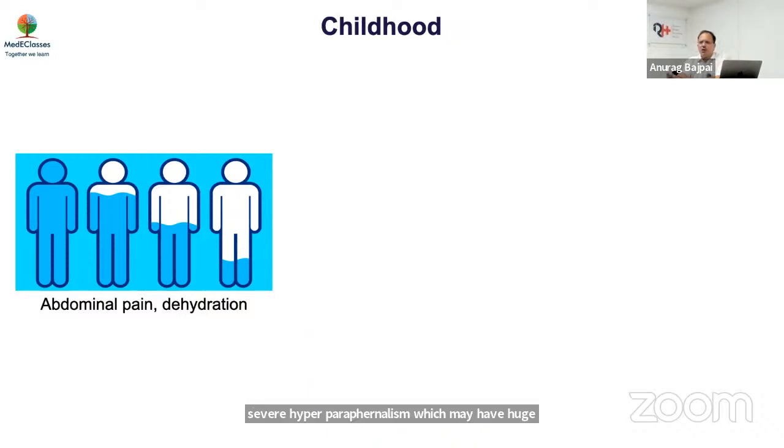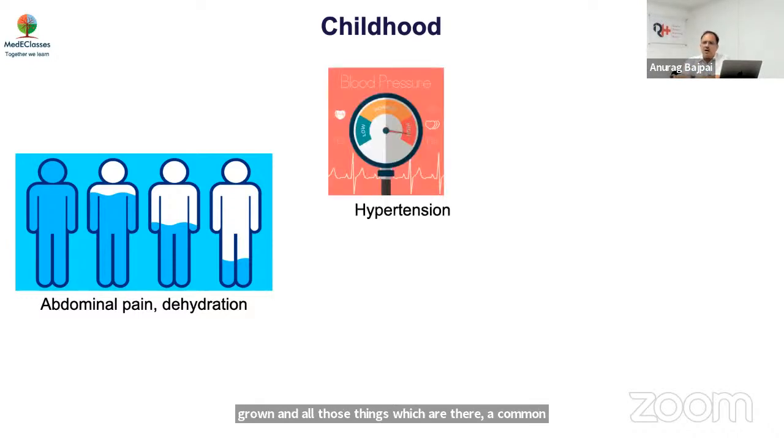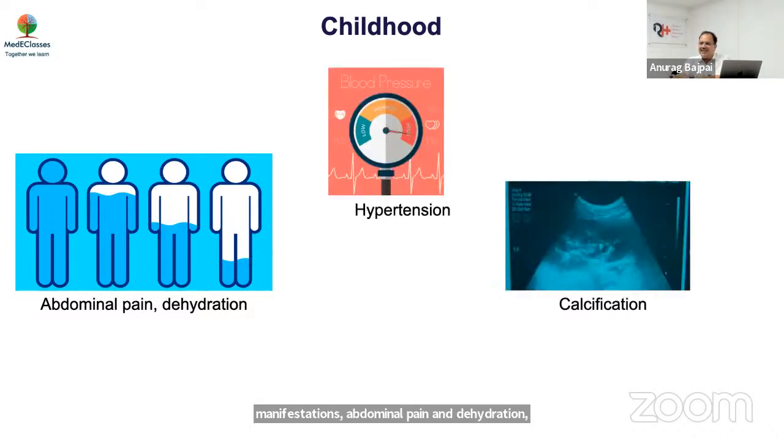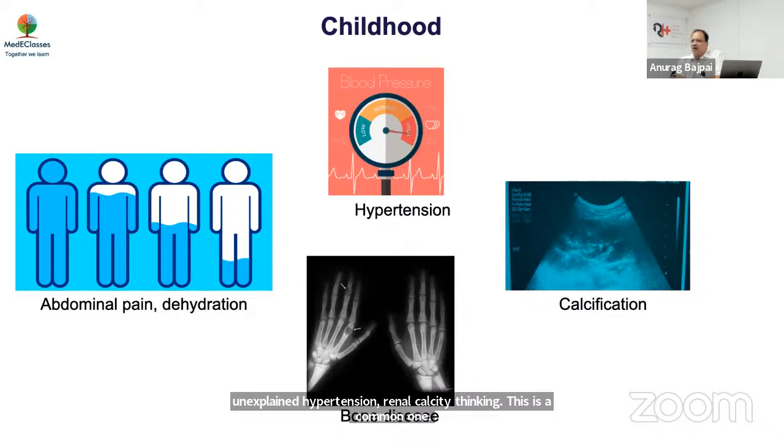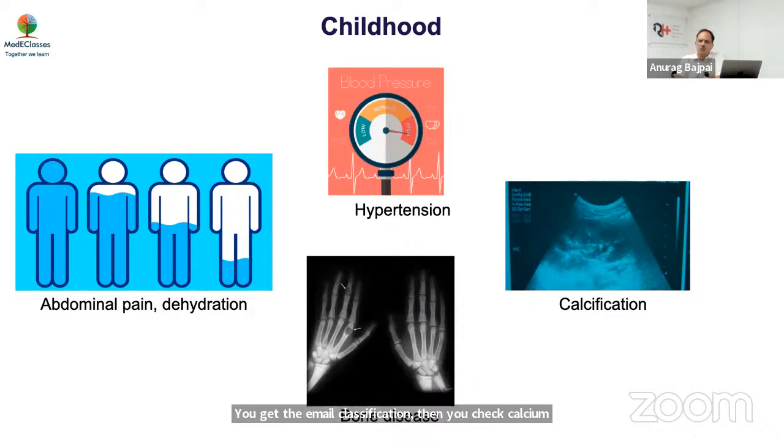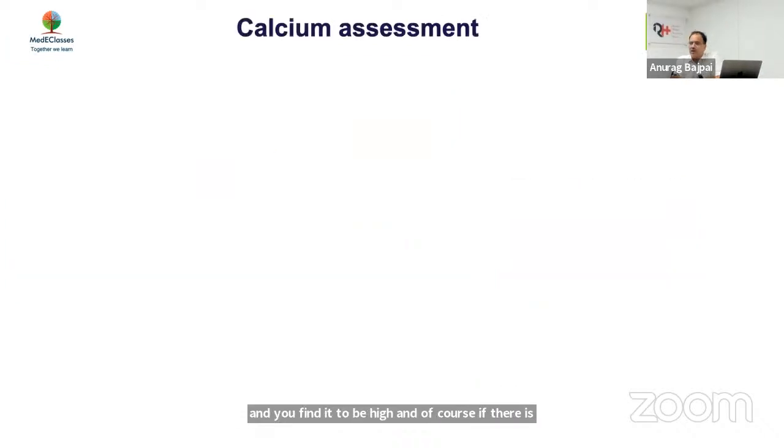Children's presentation and older presentation is different. We all talk about bone pain, abdominal pain, groans, and all those things, a common manifestation. So abdominal pain and dehydration, unexplained hypertension, renal calcification. This is a common one. You get the renal calcification, then you check calcium and you find it to be high. And of course, if there is an unexplained metabolic bone disease, you will get that in this regard.